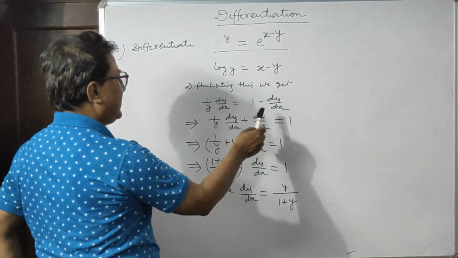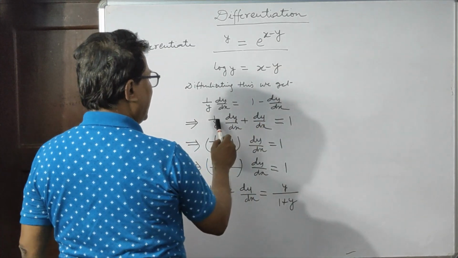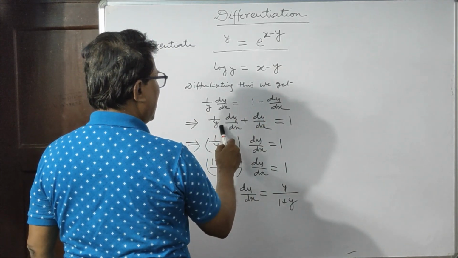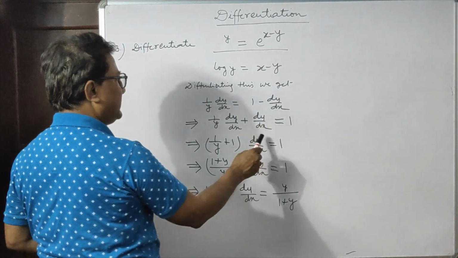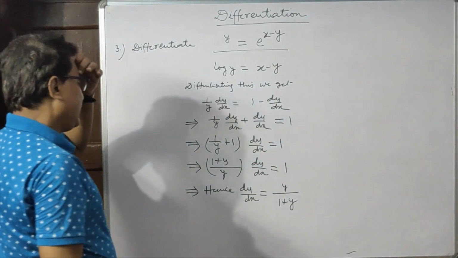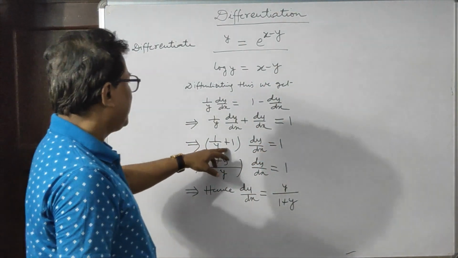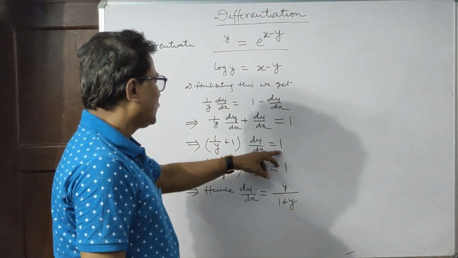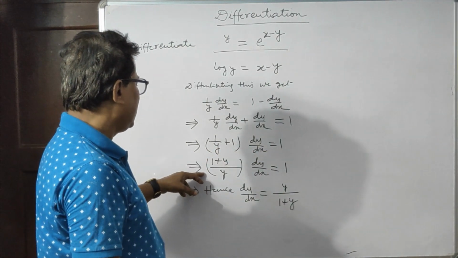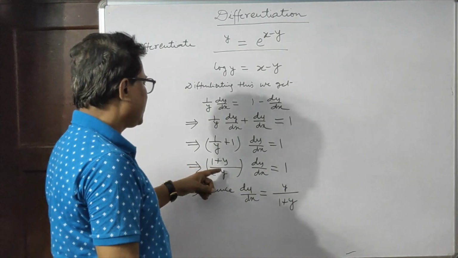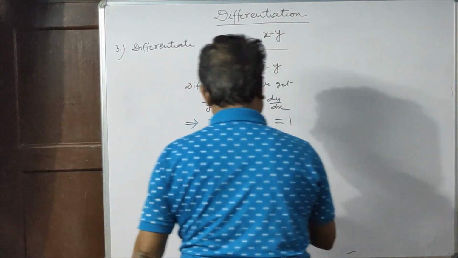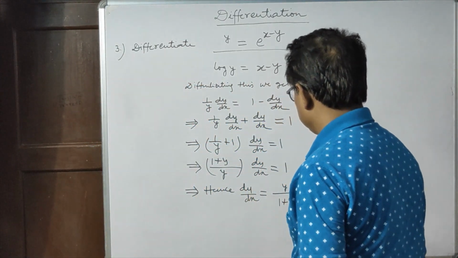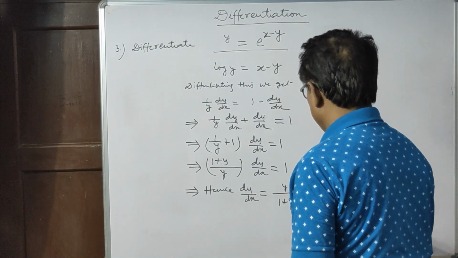Then you will get on the left hand side 1 by y dy by dx plus dy by dx is equal to 1, and dividing, (1 plus y) by y dy by dx is equal to 1. Hence dy by dx is equal to y by 1 plus y. This is the answer.